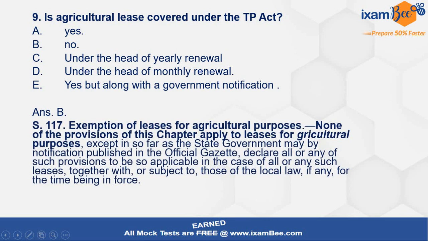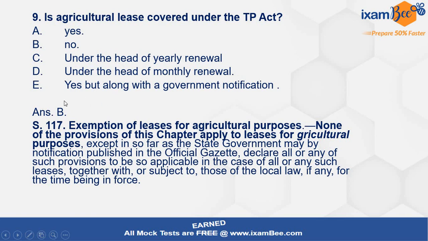The answer is no. Section 117 covers the exemption of leases for agricultural purposes. None of the provisions of the chapter are going to apply to it. But other than that, if suppose the government feels, that is the state government feels so, then it may by a notification published in the official gazette declare that. But until that, the TP Act provisions are not applicable.